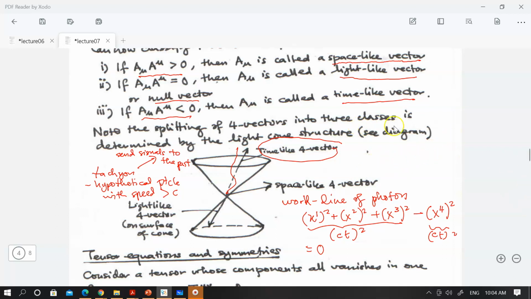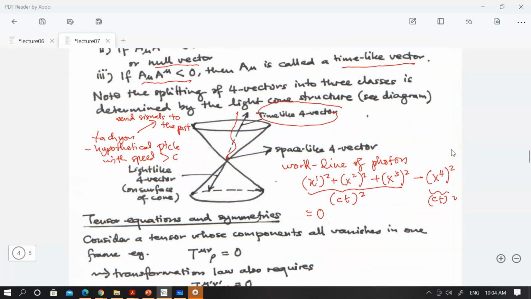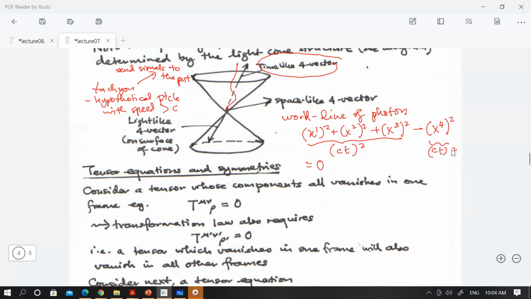So in other words, what we have is now this good classification that actually tells you certain things are going to be restricted in special relativity.